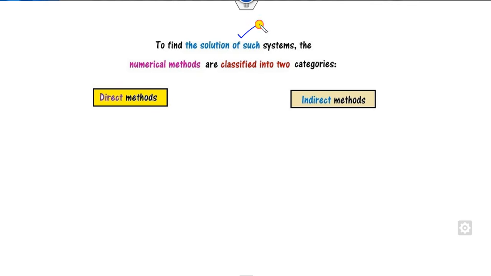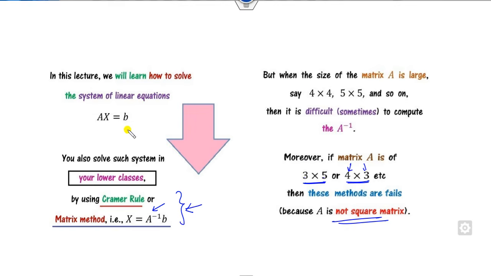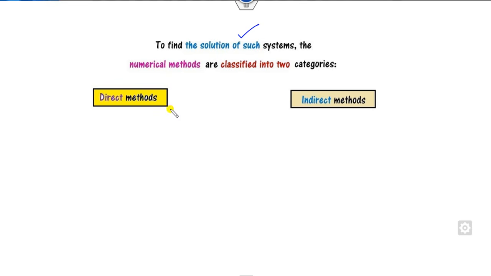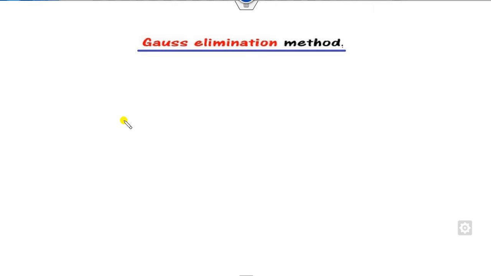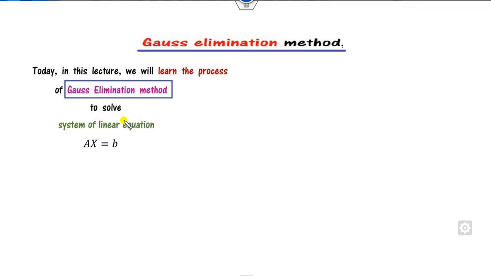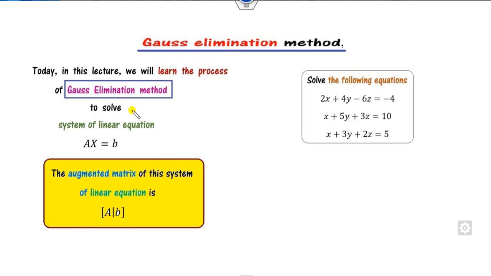For finding the solution of such a system of equations Ax equals B, there are two categories: one is direct and the second is indirect. The methods associated with the direct category are Gauss elimination, Gauss-Jordan, Crout, Cholesky and many more. Today we will discuss the Gauss elimination method. The objective is to learn how to solve the system Ax equals B by using the Gauss elimination method. The process is very simple.